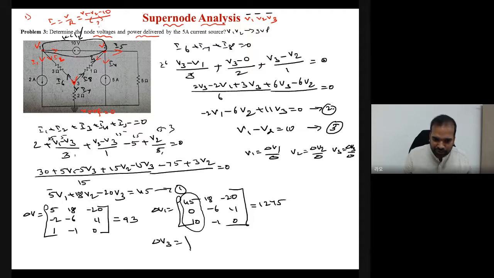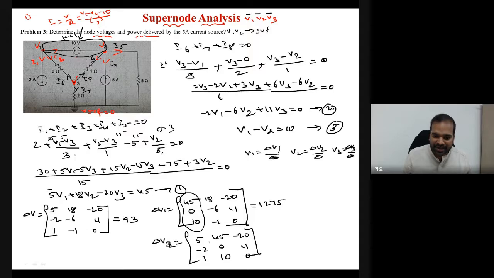Now how to write delta V2? Delta V2 equals what? Now instead of V2 terms, I will write the constant values: 45, 0 and 10. The remaining V1 terms are the same, 5, minus 2, 1, and the V3 terms are also the same, minus 20, 11 and 0.